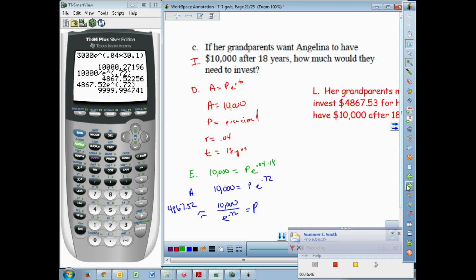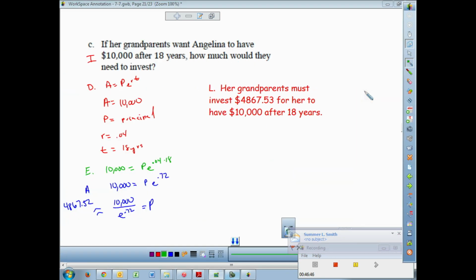So here's what it says. Her grandparents must invest $4,867.53 for her to have $10,000 after 18 years. Now this is the last one that I want to do because of time purposes. But see, this is such an interesting problem. We should add 2 words in here to mine. At least. That's really what needs to be in there. If you didn't have it, just put the arrow, same thing that I did. At least.